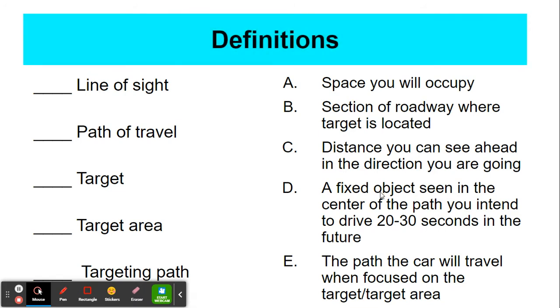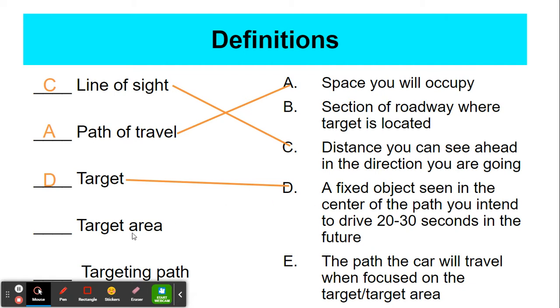Okay, right, these are our definitions. So line of sight is the distance you can see ahead in the direction you are going, right? Path of travel, what do you think? The space you will occupy, that's the space on the road itself, okay? Target. If you picked D, you got that right. The fixed object, 20 to 30 seconds ahead of us that we are aiming at, right?